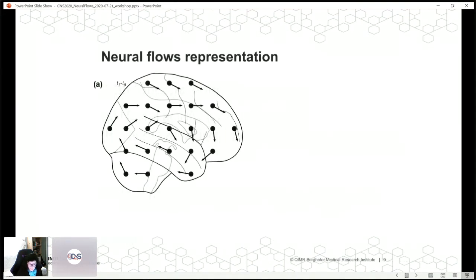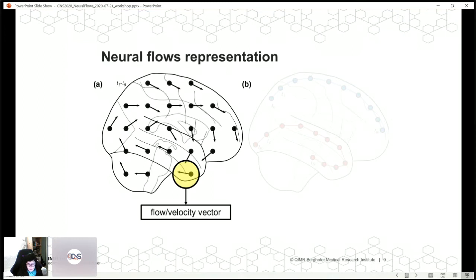And we will see some of these neural flow representations. We will have some measurement points, which are represented here by these black dots. And if we have two time points of this activity, we can define a velocity vector at every one of these measurement points. So every one of these vectors is a velocity vector, and it's telling us in which direction and how fast the activity is going.